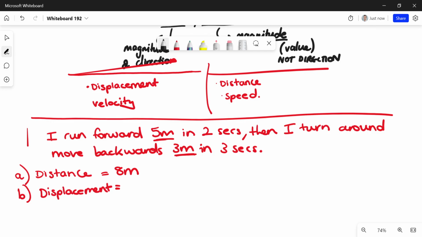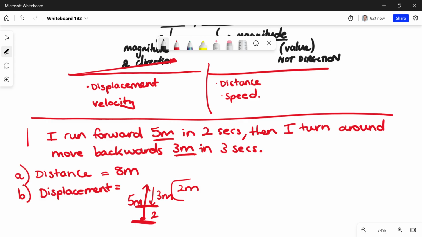For the second part, I'd say, okay, well, with that in mind, what displacement have I covered? If we look at displacement, what we are interested in is how far we've gone, but including the direction. For me, I would word that as how far away am I from where I started? So if I went forward 5 meters, and then I turned around and came backwards 3 meters, then hopefully what we can see is that the difference between 5 and 3 is going to be 2. And what that means is that my displacement is 2 meters.